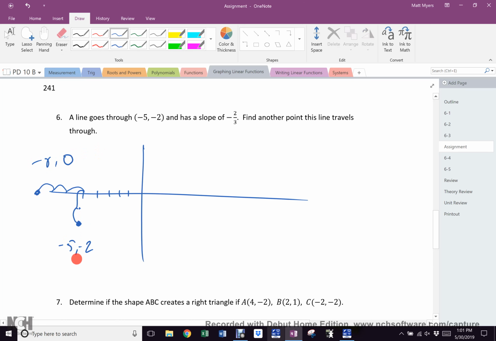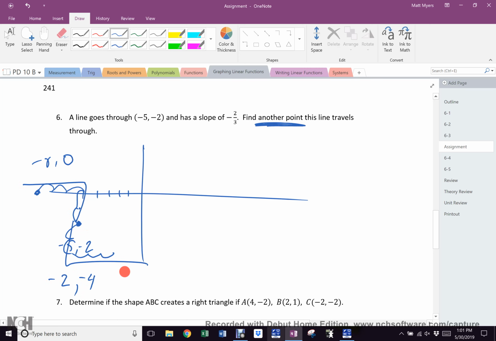Could I go down 2? To what? I would go down 2 to get to what y value? Negative 4, and then I would go where? Right? 3 to get to negative 2. And I only wanted one more point, you found 2. Because you could have gone up and that way or down and that way. Or you could have done algebra.